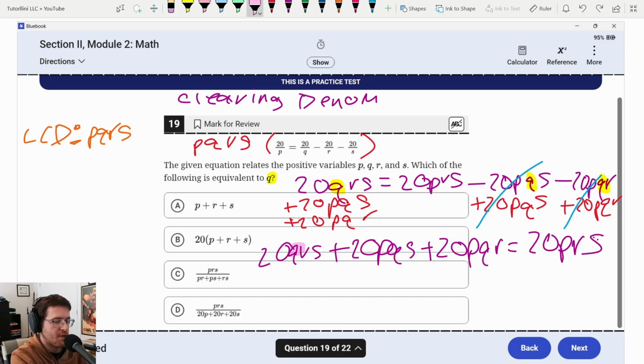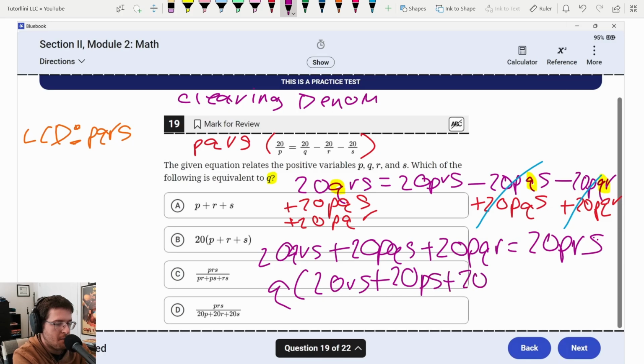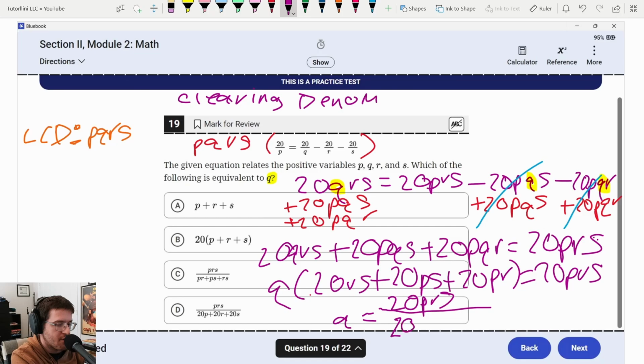Very strange. So if I pull out a Q, I get 20RS plus 20PS plus 20PR equals 20PRS. And now I'm going to divide both sides by this big mess to get the Q by itself. So I get Q equals 20PRS over 20RS plus 20PS plus 20PR.